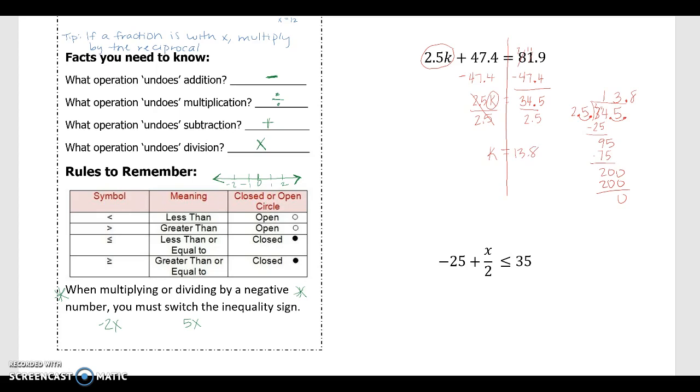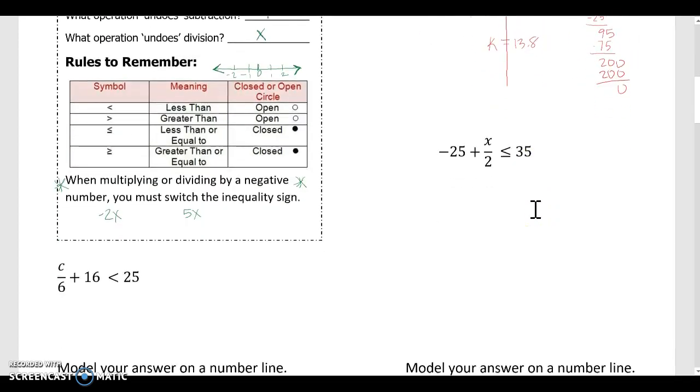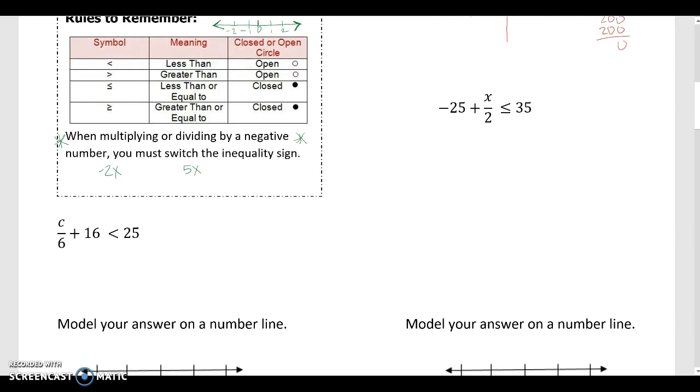All right. So now let's go ahead and look at the next problem. Okay, so the next problem has an inequality sign. So again, we're going to start it out by just pretending like it's an equal sign so we can solve it. So down the middle, I need to get x over 2 by itself. So I need to get rid of the negative 25. Since it's minus 25, I'm going to add 25 to both sides.